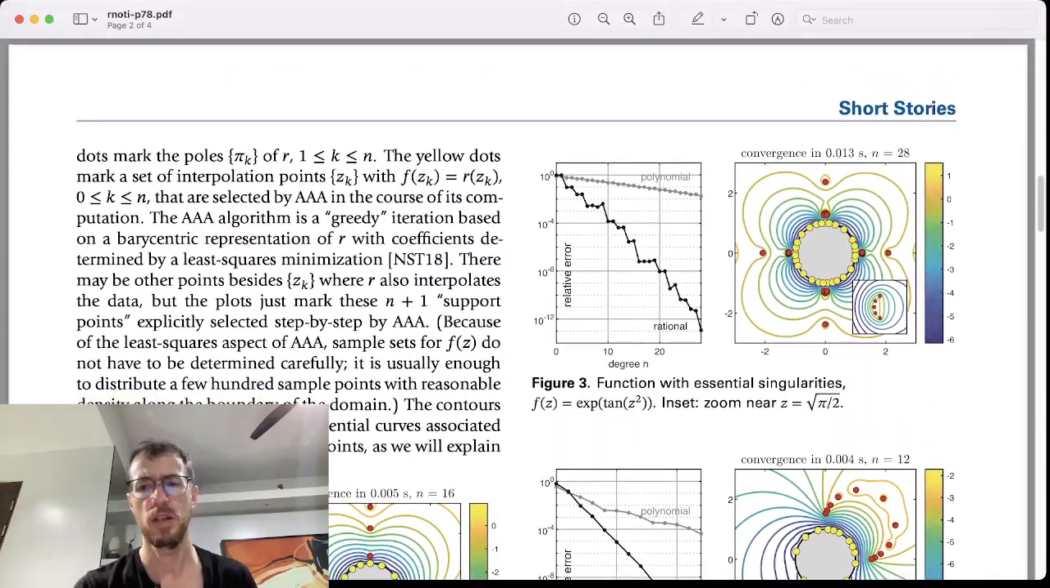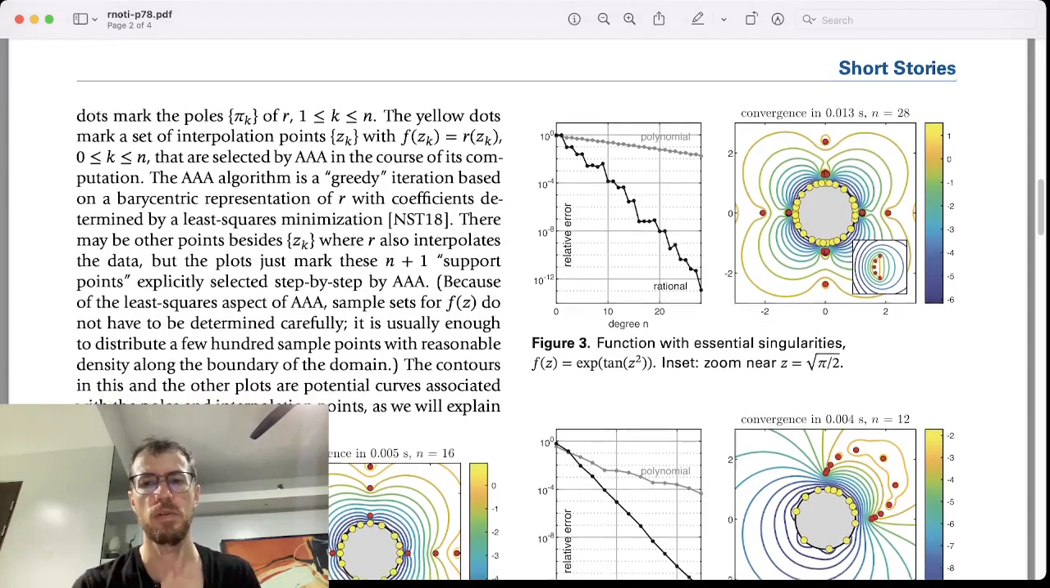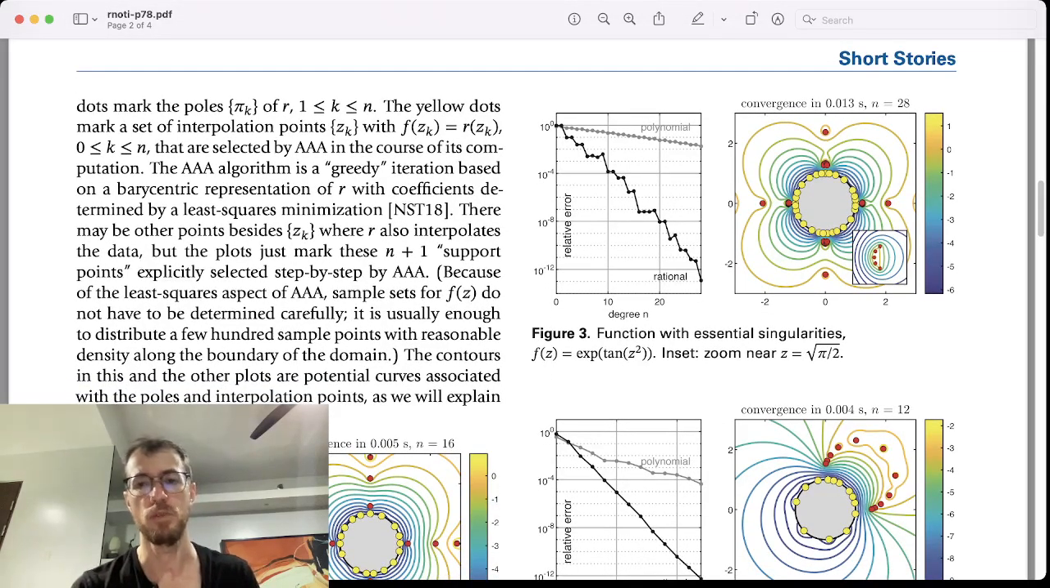Figure 3. Function with essential singularities, f of z equals exponential of tan of z squared. And on the right side, they zoom in a little subfigure on near z equals radical pi over 2 to show that actually there are singularities clumped together. And again, the polynomial approximations suffer diminishing returns, while the rational approximations, very surprisingly, continue to get better and better as n goes up. Well, not strictly monotonically, but almost monotonically.